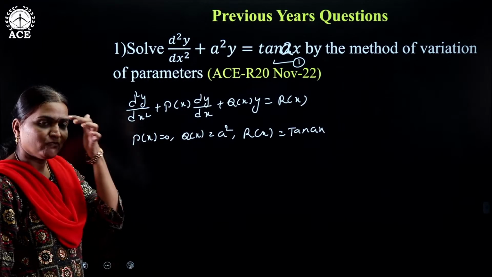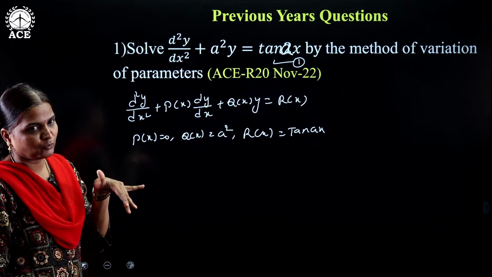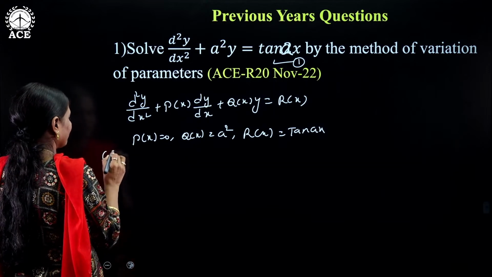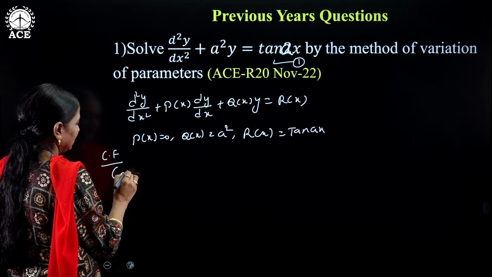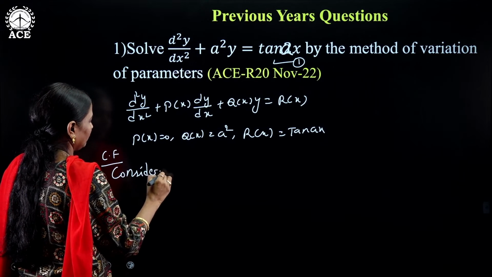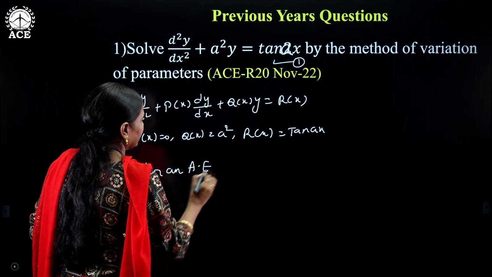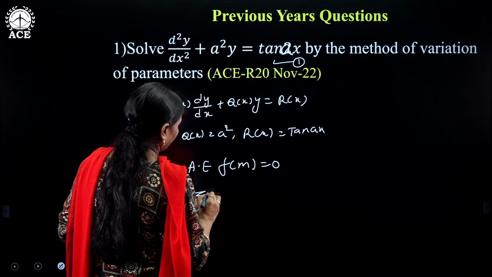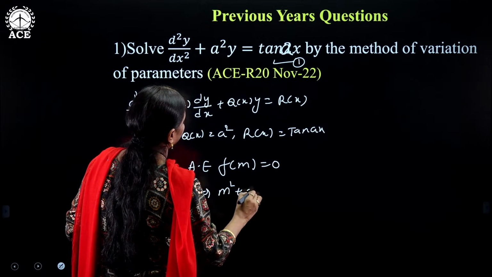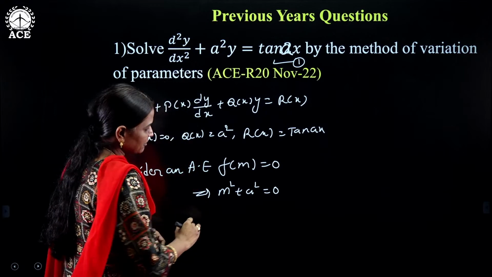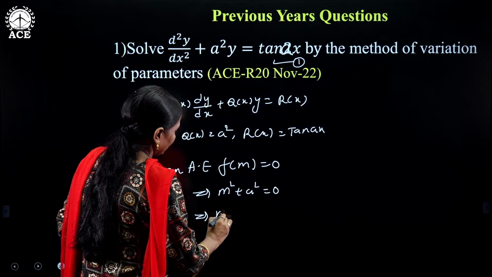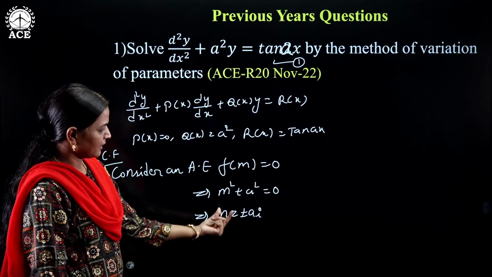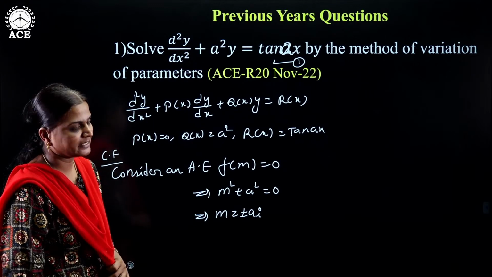What is our first step? First, find the general solution of the homogeneous equation, that means the complementary function. So how to find the complementary function? Consider the auxiliary equation. What is the auxiliary equation here? F of m is equal to 0. F of m is m square plus a square is equal to 0, so m is equal to plus or minus ai. Here the roots are complex and distinct.